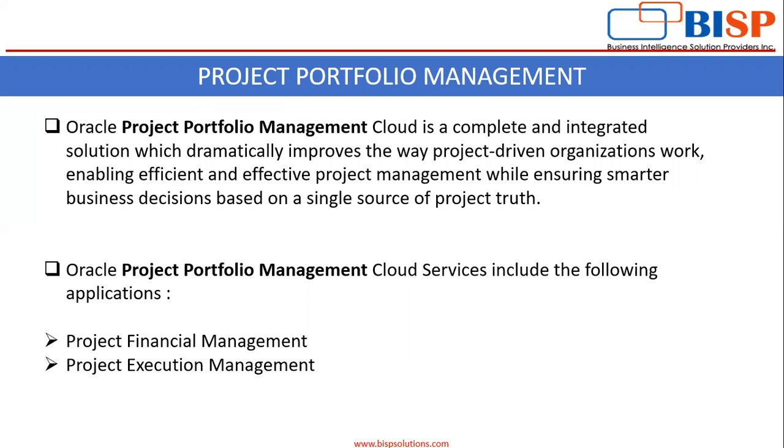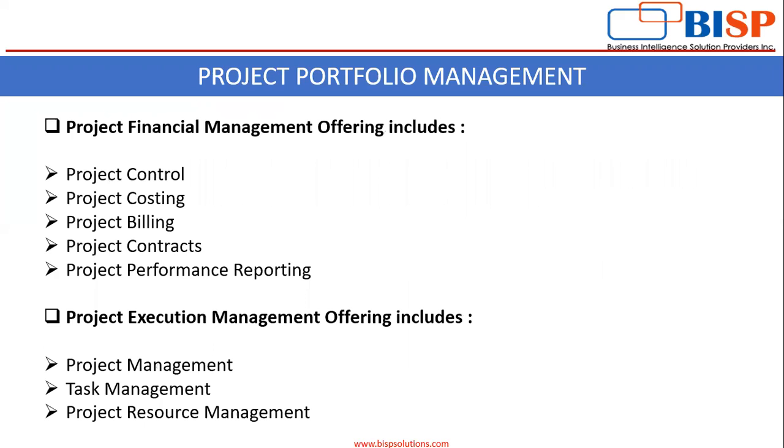So there are two offerings that you have to enable to perform the project portfolio management related tasks. One is project financial management and the other one is project execution management. The project financial management offering includes project control, project costing, project billing, project contracts, and project performance reporting. And the project execution management offering includes project management, task management, project resource management.